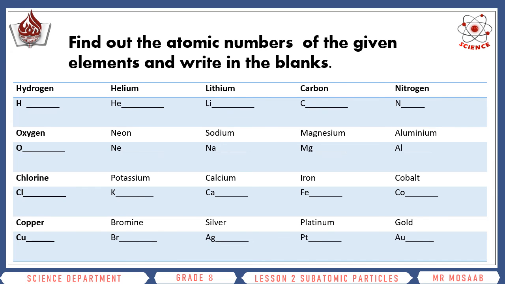Find out the atomic number of the given elements and write it in the blanks. What is this? The atomic number. You know the meaning of atomic number? It is the number of protons. So you have to go back and try to find it from the last page. For example, neon has atomic number 10, sodium 11, hydrogen 1, and so on. Aluminum 13, chlorine 17, and so on.